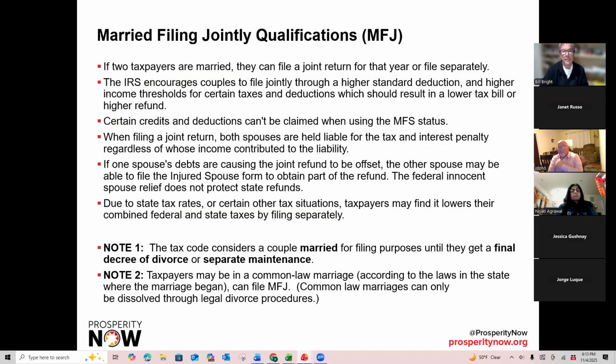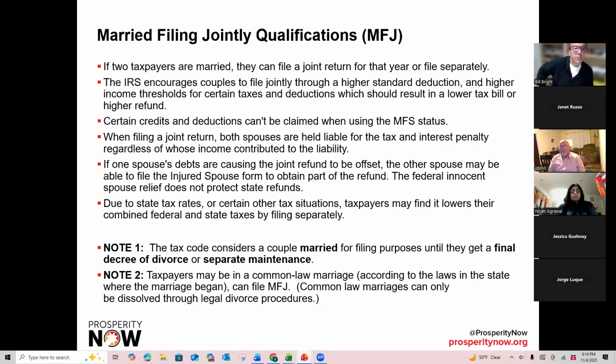So married filing jointly, if two taxpayers are married, they can file a joint or they can file separate. Again, the IRS, as well as our organization, generally encourages people to file jointly because you get the higher standard deduction. There's a higher income threshold for certain other taxes and deductions that could result in a lower tax bill and therefore a higher refund. Certain credits and deductions can't be claimed when using married filing separate.